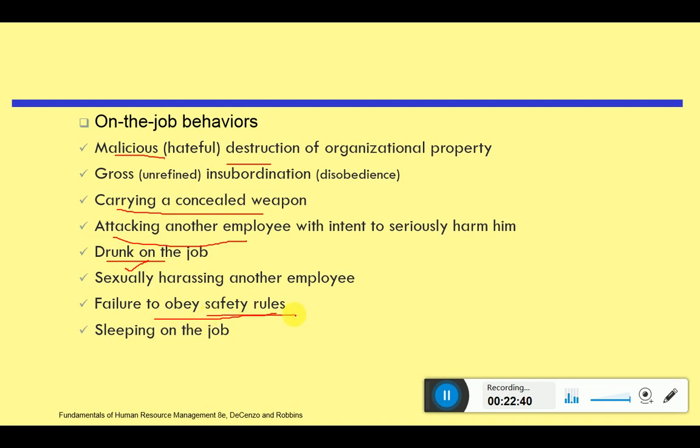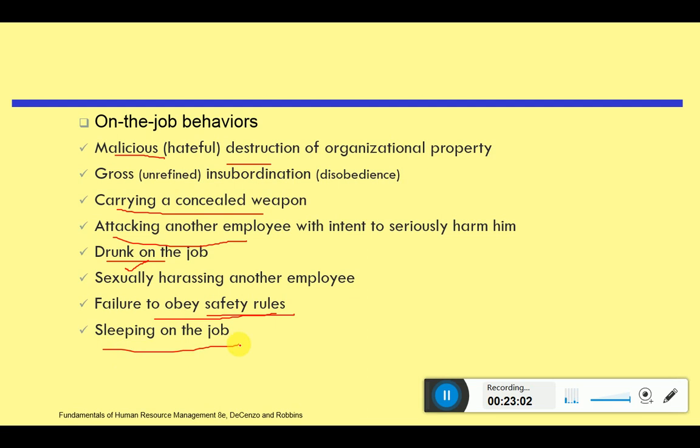Suppose the safety rules are not followed. The normal rule is that when you are, for example, dealing with any electric circuit, you must wear insulated gloves. So when any of the employees is not obeying these safety rules, definitely he or she comes under a disciplinary issue, and it happens on the job.